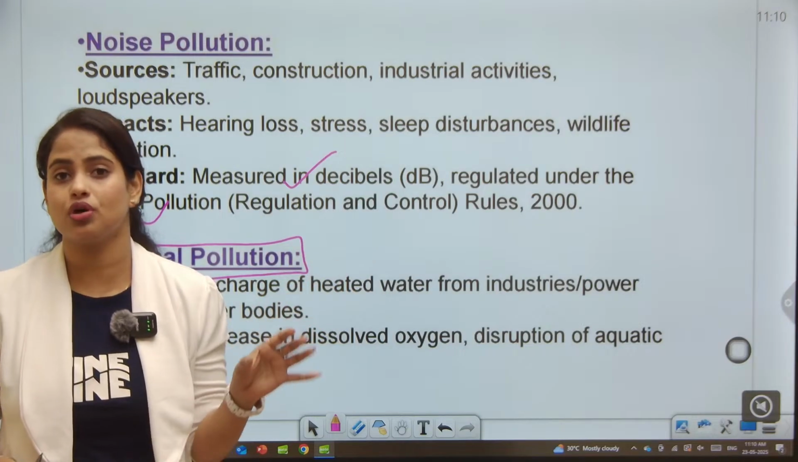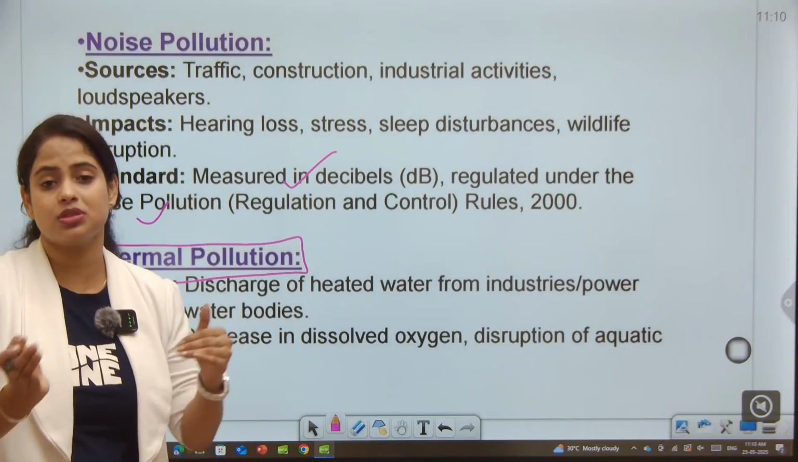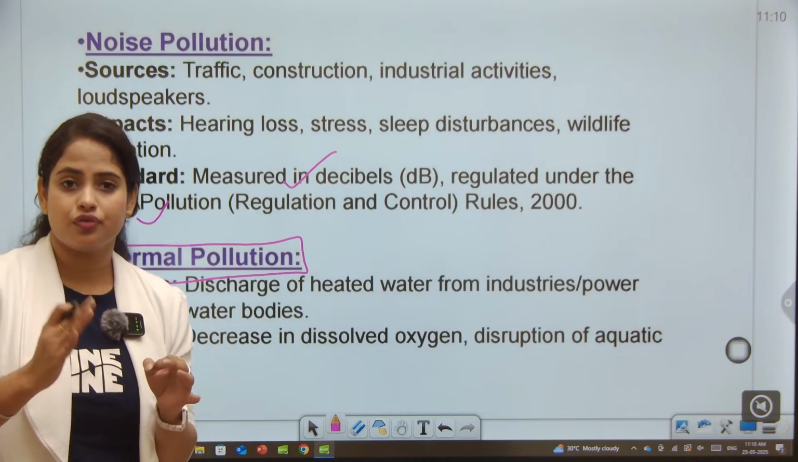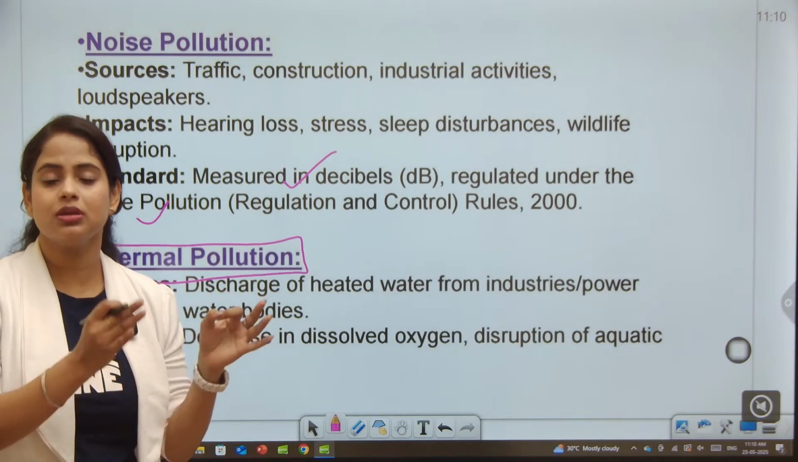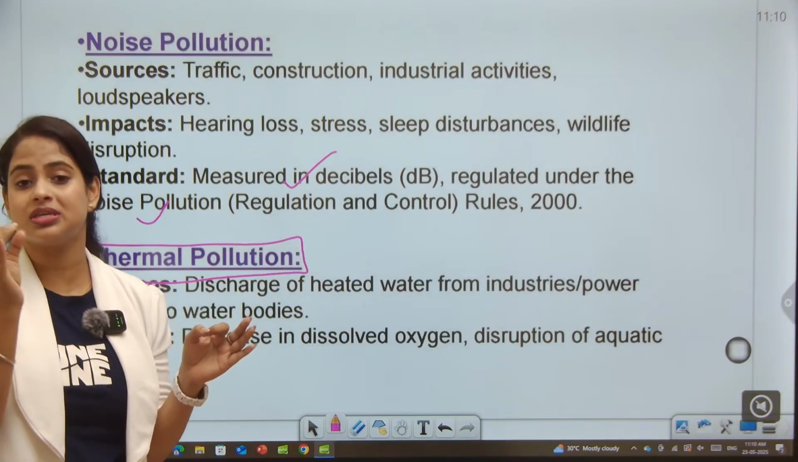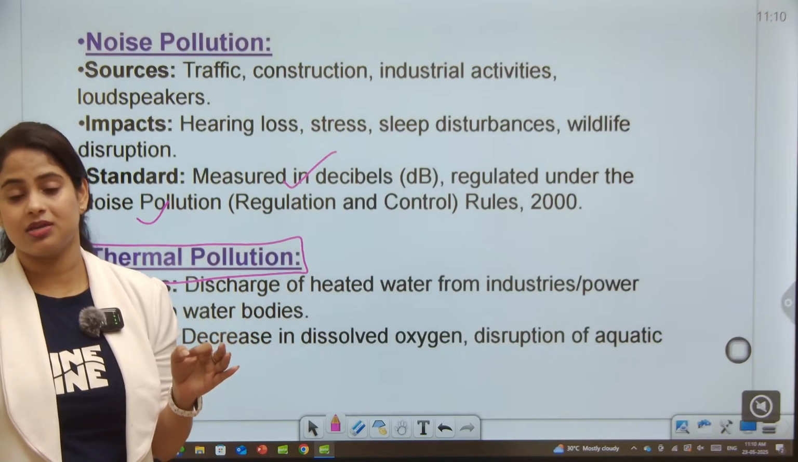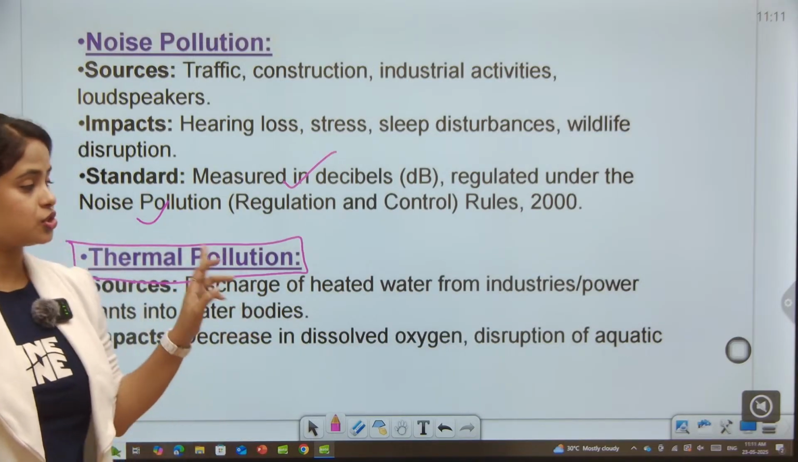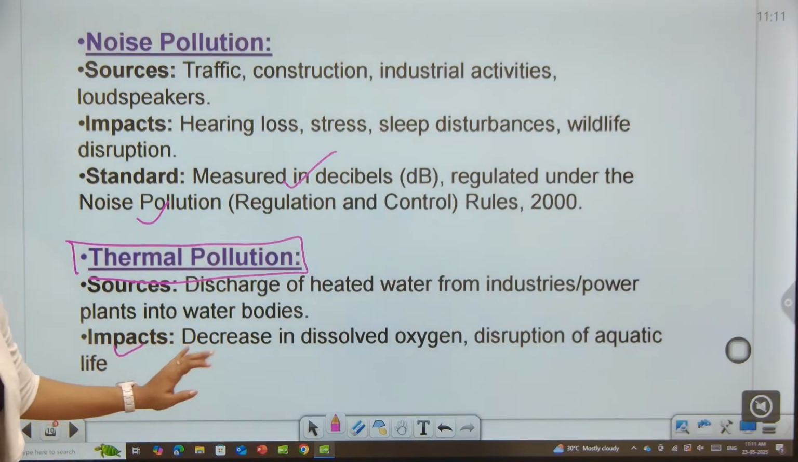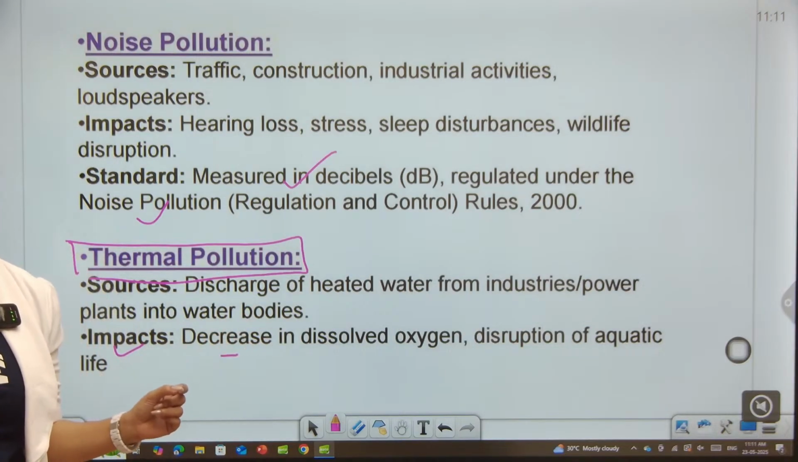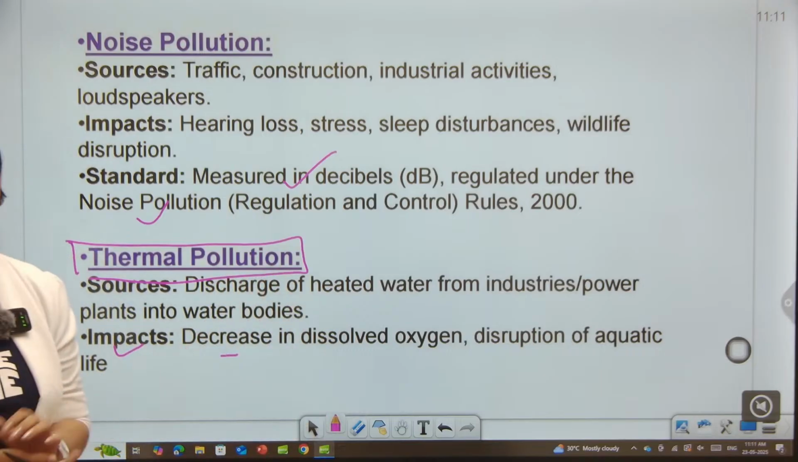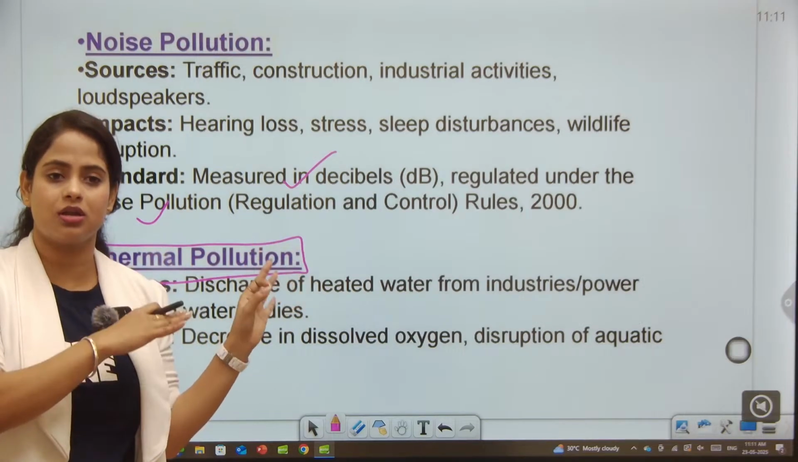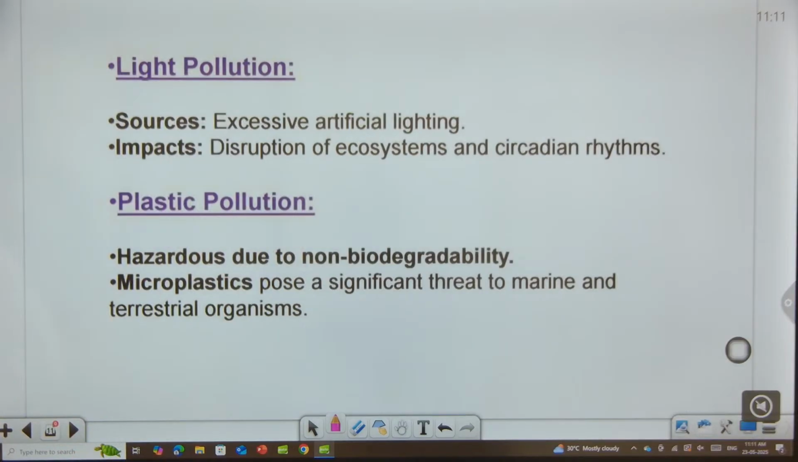Directly it can lead to water pollution, but there is a categorization between water pollution and thermal pollution. So basically you can distinguish between them: exactly the heated water from industries released into water sources, that we consider thermal pollution. This is under thermal pollution. The impact, guys, is decrease in dissolved oxygen, disruption of aquatic life. Okay, these are noise pollution, thermal pollution, soil pollution, water pollution, everything.